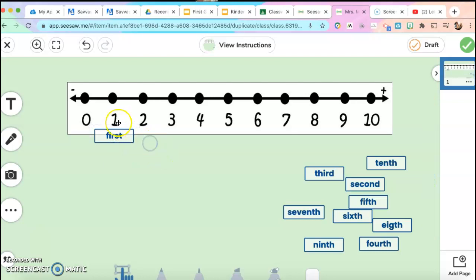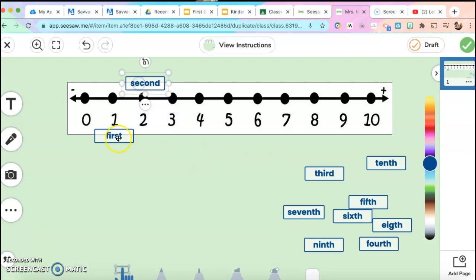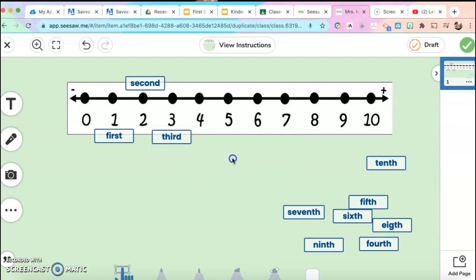So for example, number 1, we have the word first. Okay, so what comes after first? What's the ordinal number for first? We could put it up here and we could say first, second, and then you're going to match the ordinal number or the word to the numeral or the number on the number line. So what is going with the number 3? The word third. So we're going to drag third right here, and there it is.